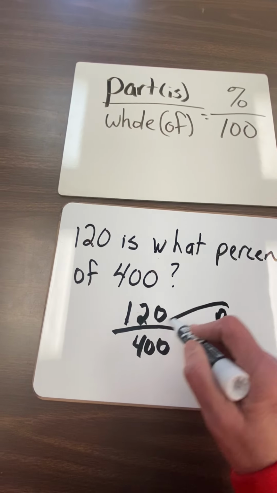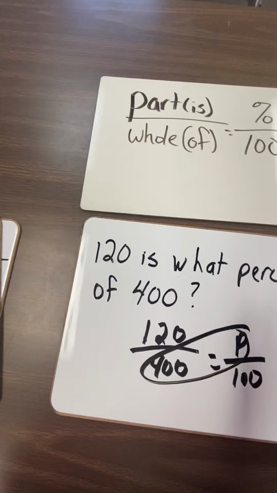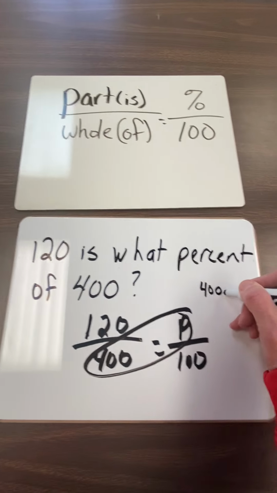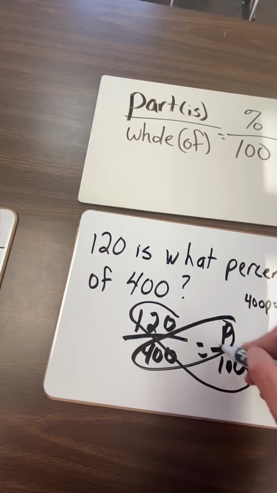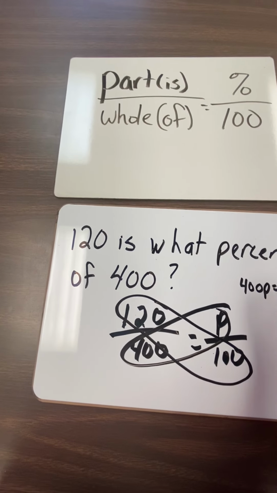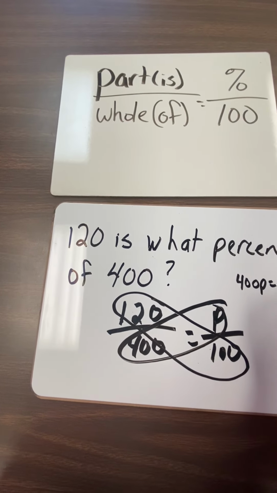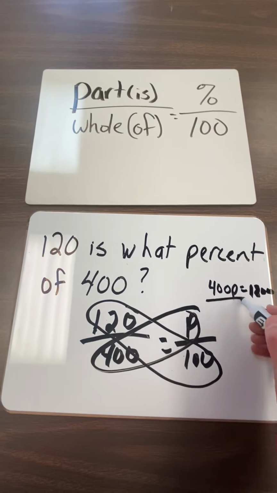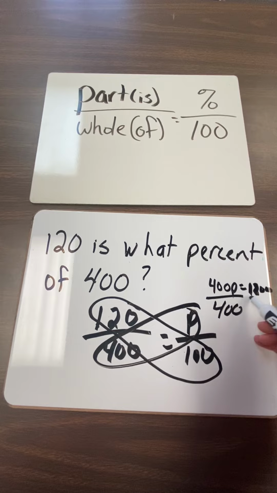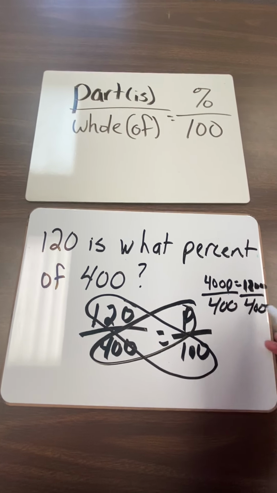So now, 400P equals 120 times 100. Put 120 and add the two zeros. So now we divide this by 400. So we divide this by 400.